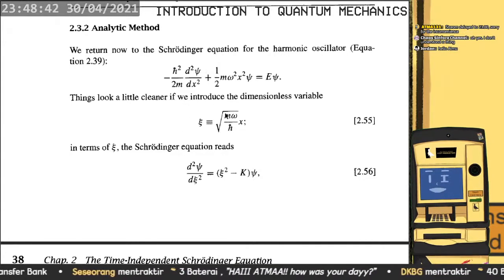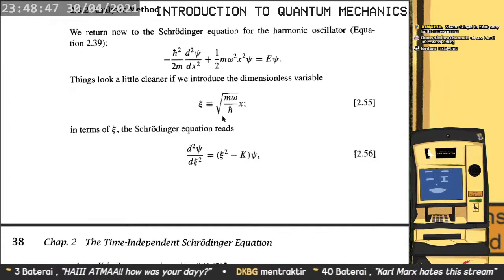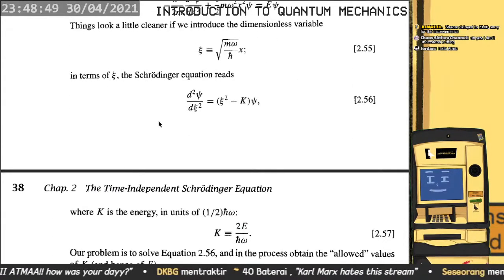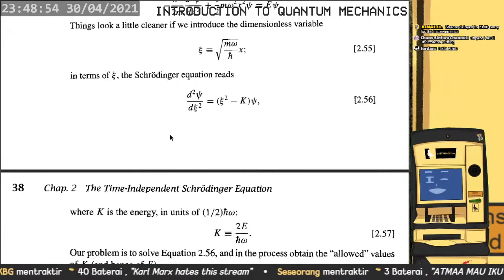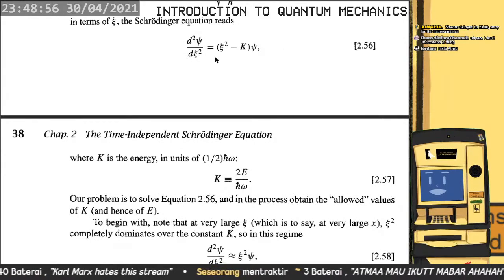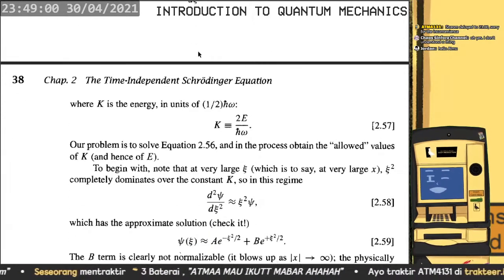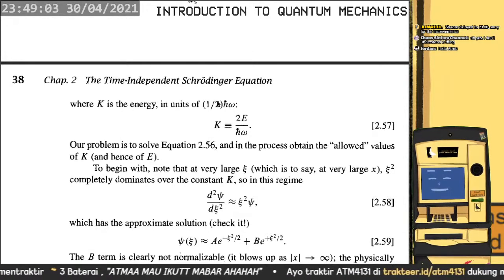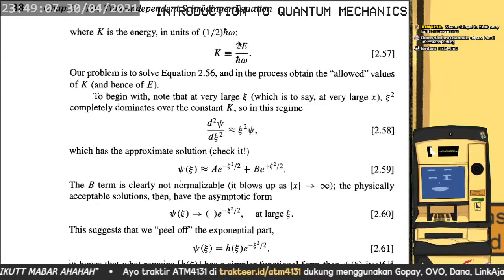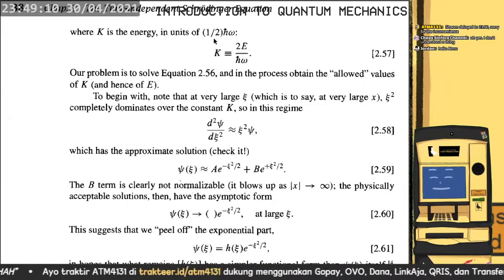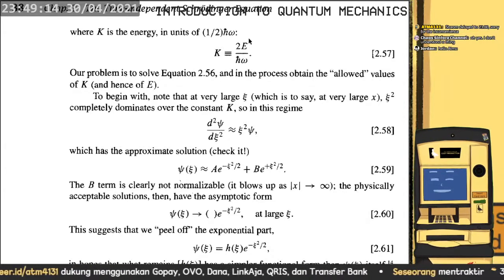Yeah, the ξ variable. Things look a little cleaner if we introduce the dimensionless variable ξ. In terms of ξ, the Schrödinger equation reads like this: d²ψ/dξ² = (ξ² − K)ψ, where K is the energy in units of half ħω. The ħ with the funky bar is the Planck constant.